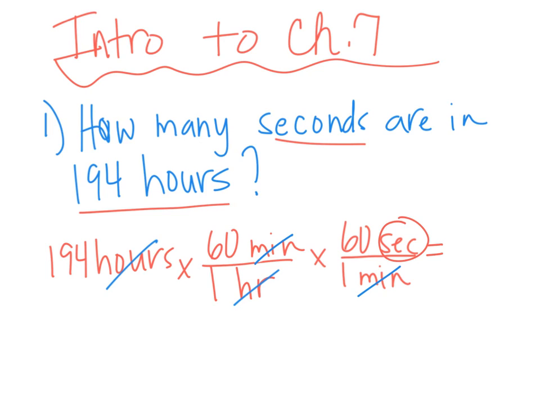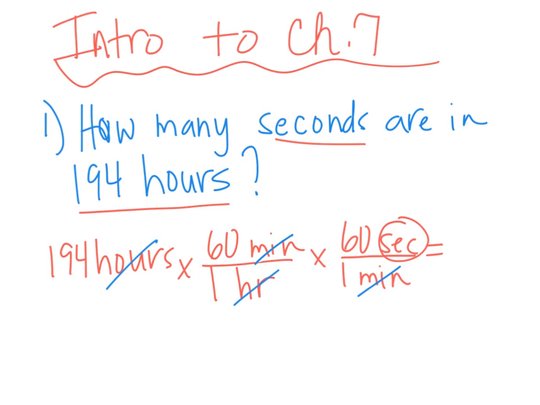So let's go ahead and put that into our calculator. So 194, and then I'm going to multiply by 60 because this number's on top. So remember, when the number's on top, your calculator understands it as multiplication. And then I'm going to multiply by 60 again because that number is also on top. All right, so once again, start off with 194 times 60 times 60 again.